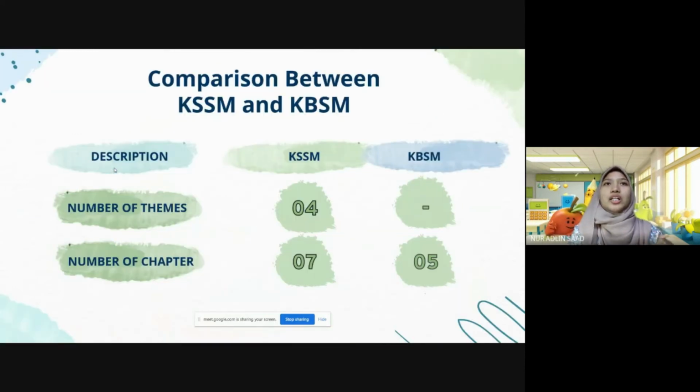In comparison between KSSM and KBSM, for the description, the number of themes for KSSM is 4, but there are no themes in KBSM. The number of chapters for KSSM is 7, so it is a huge number, but this is categorized. Every theme has its own chapters, but for the KBSM, no themes, and only 5 chapters in that.